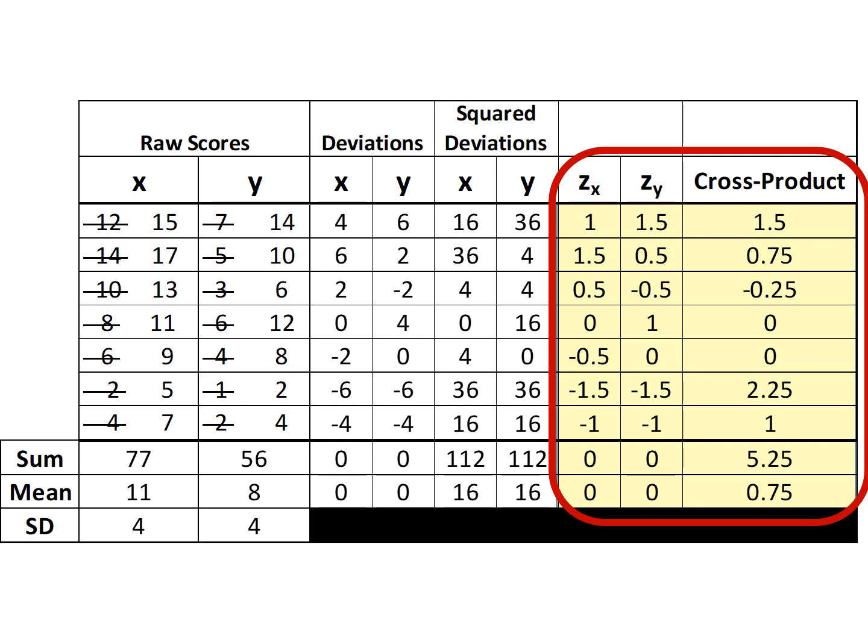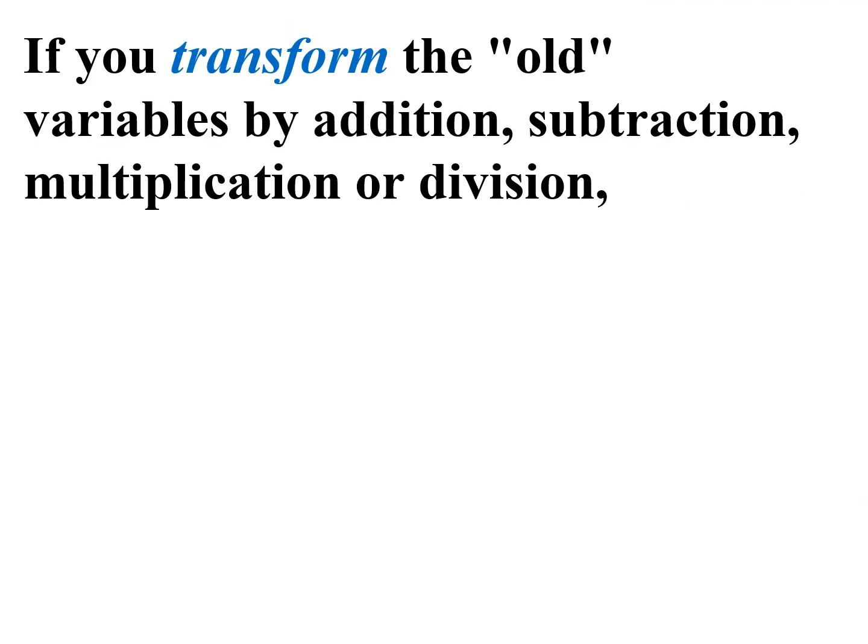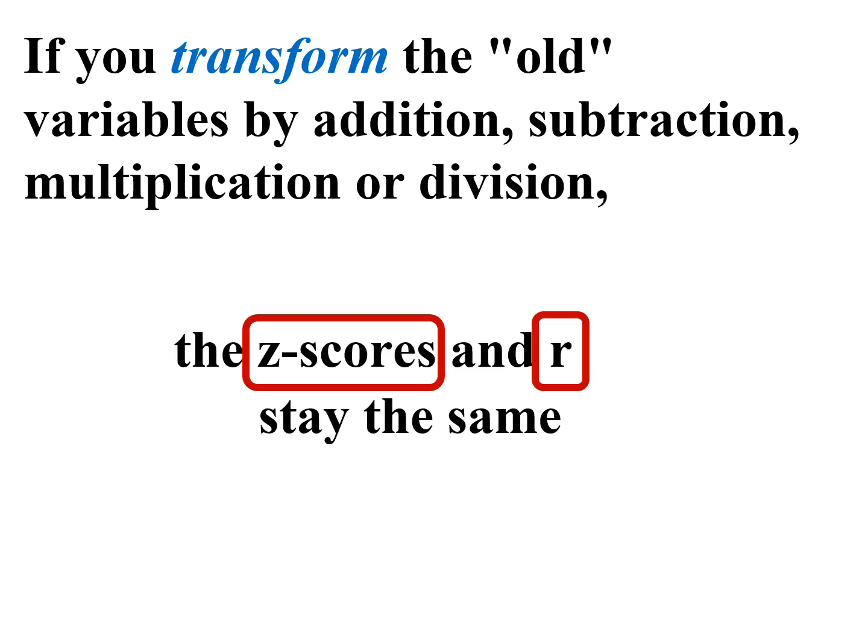Finally, we took the new x and y values and calculated the z-scores and correlation. What we found was kind of surprising. We got exactly the same numbers as when we used the old x and y values, even though we added 3 to all values of x and multiplied all values of y by 2. The z-scores and the correlation were totally unaffected. So we saw that if you transform the old variables by addition, subtraction, multiplication, or division, the z-scores and R stay the same.